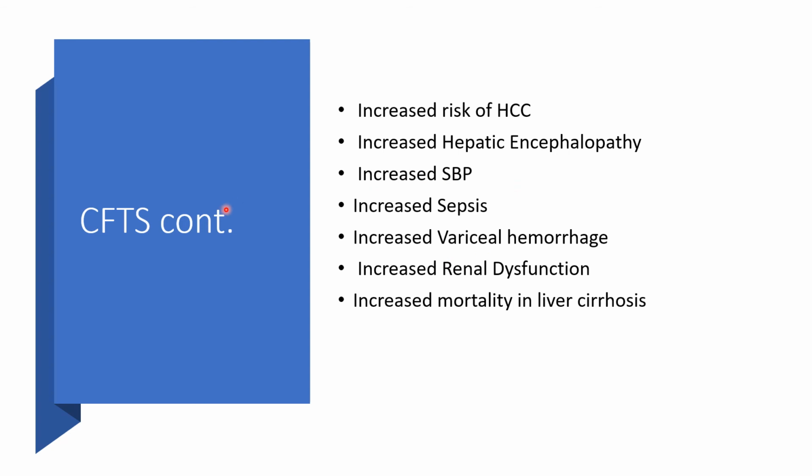Still talking about hepatogenous diabetes, there will be increased risk of hepatocellular carcinoma because the problem is in the liver with liver cirrhosis. And one of the complications of liver cirrhosis is hepatocellular carcinoma. Also, hepatic encephalopathy, spontaneous bacterial peritonitis, sepsis, variceal hemorrhage, all these will occur in liver cirrhosis, renal dysfunction, and the mortality that is associated with liver cirrhosis is what is going to be associated here. In fact, because of the presence of this diabetes, there will be increased mortality in liver cirrhosis here.